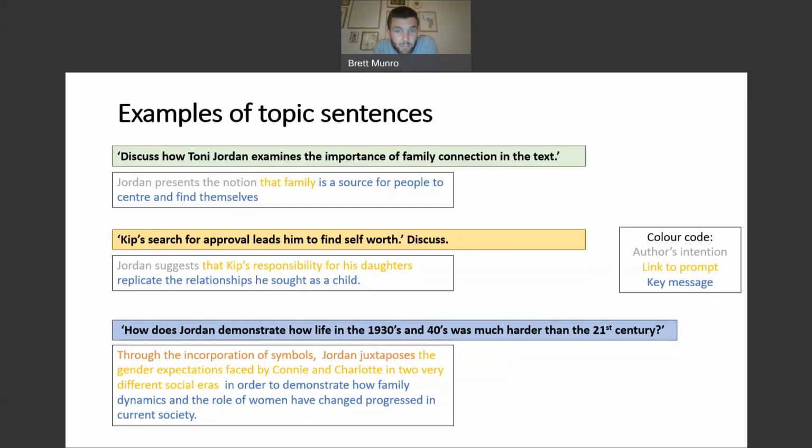In this case, the link to the prompt is the gender expectations faced by Connie and Charlotte in two very different social eras. In this case, Connie in the 30s and 40s compared to Charlotte in the 21st century. And then we have our key message. This juxtaposition of Connie and Charlotte in two very different eras demonstrates how family dynamics and the role of women have changed in current society.